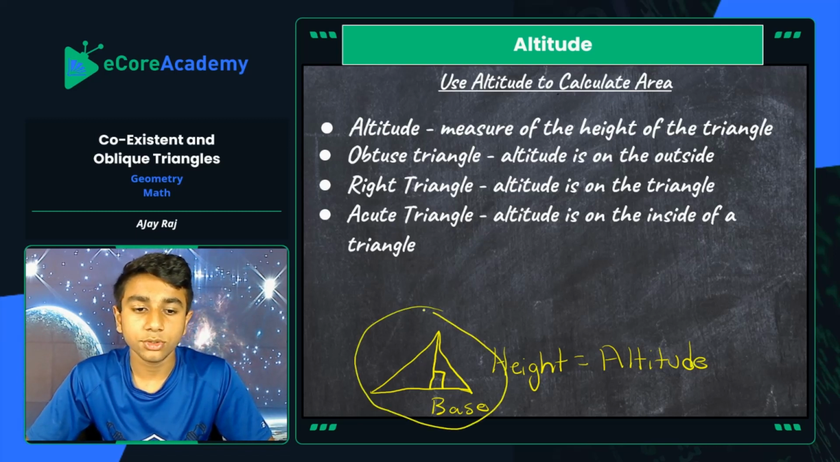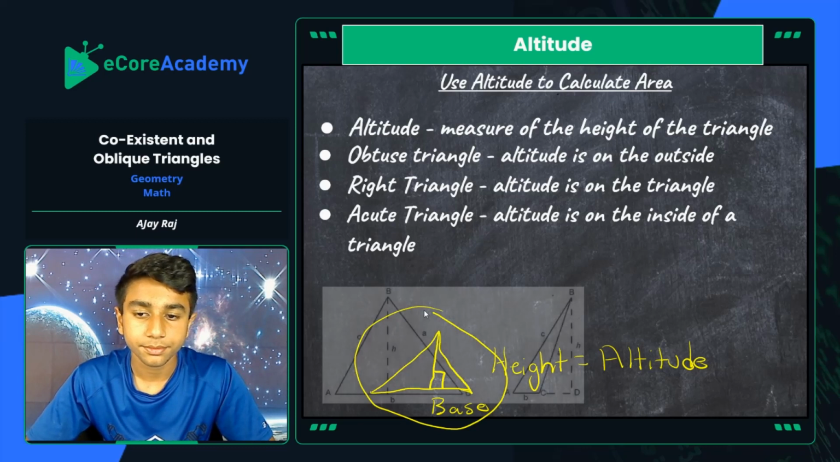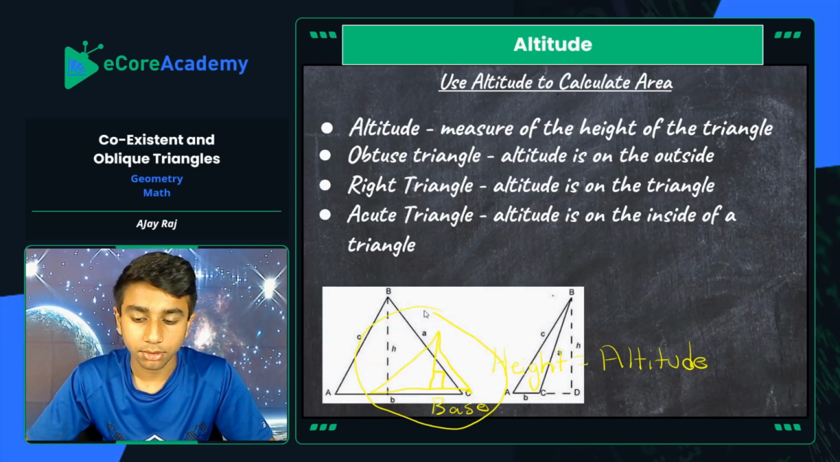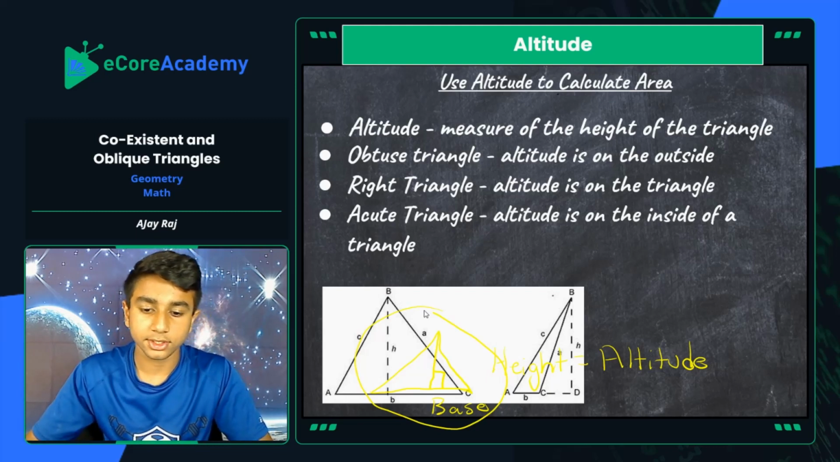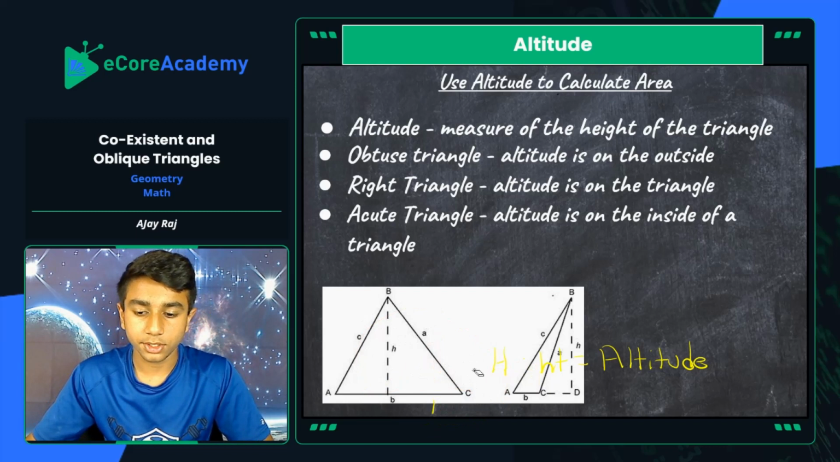All right, let's move on to two problems. I'm going to do one for coexistence and one for oblique triangles, calculating the area for them. So this is an example of oblique triangles here. One is on the inside and one is on the outside. I'll erase this and clear this up for you. Just wanted to write that out, give you an example.